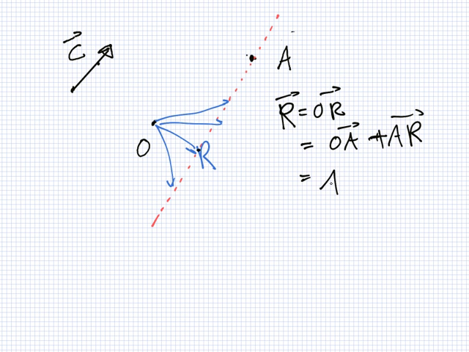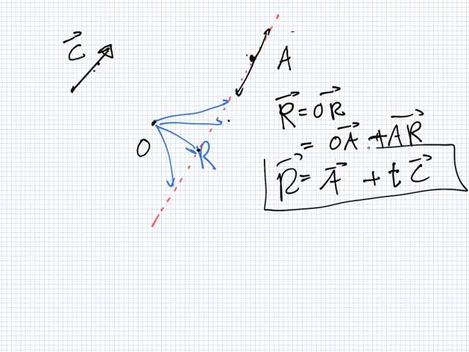So what can I replace the AR with? T what? Yes. TC. Yeah. Because these are parallel. So all these vectors here are multiples of C. So this is the formula if you have this situation where you have an A which is on the line and a C that's parallel to it.